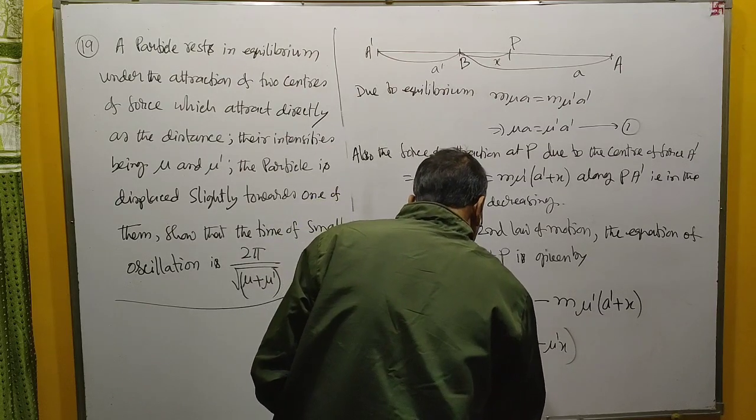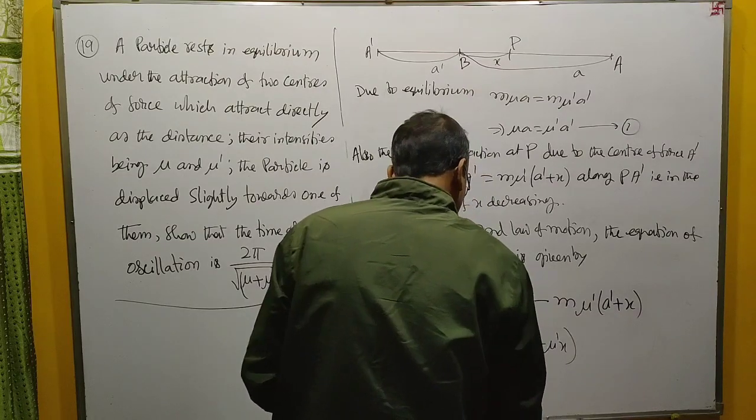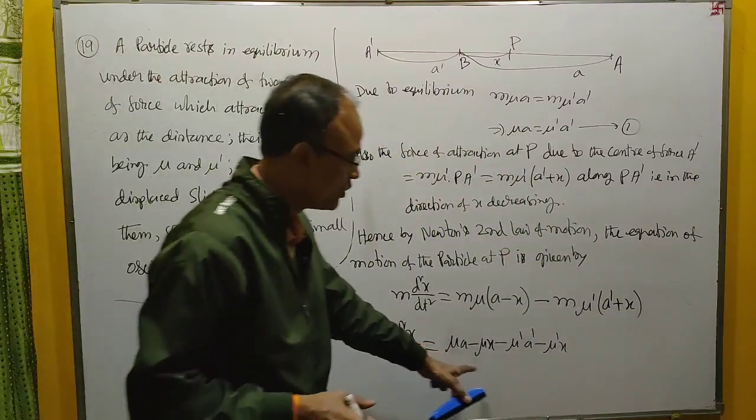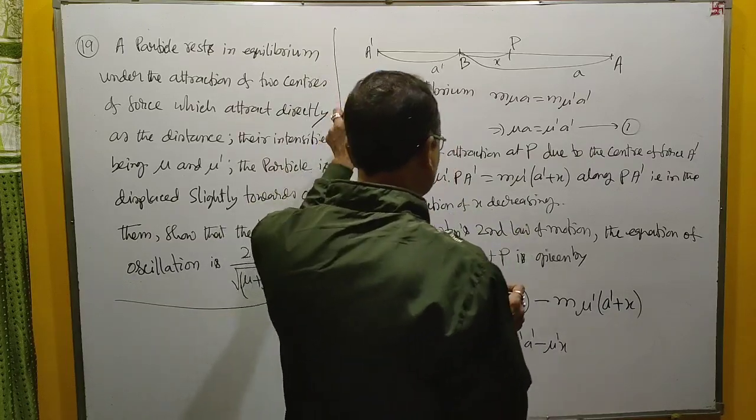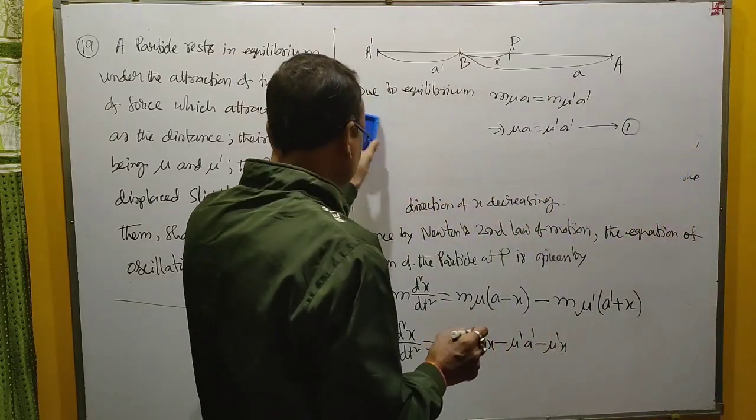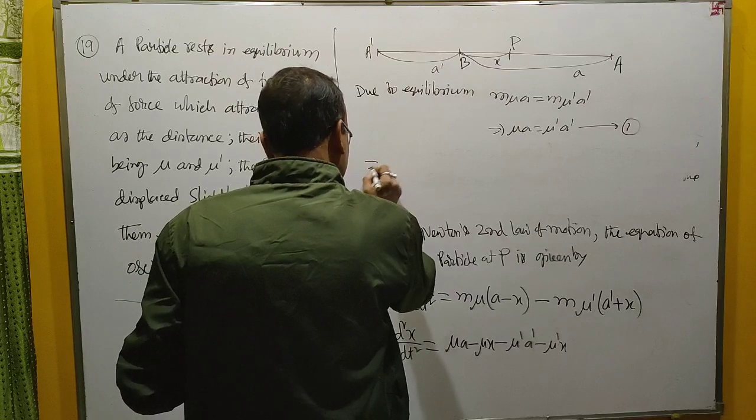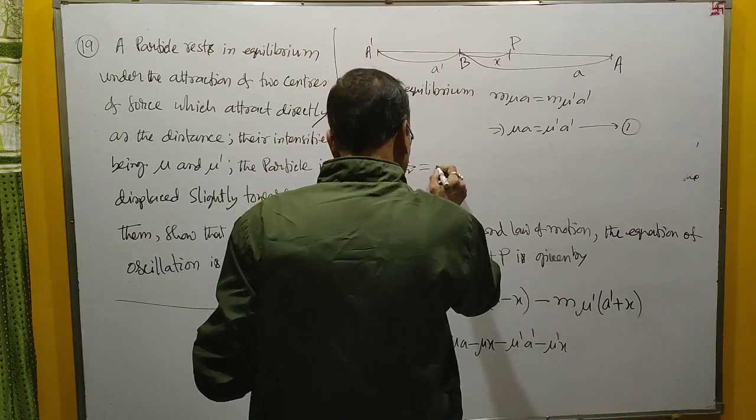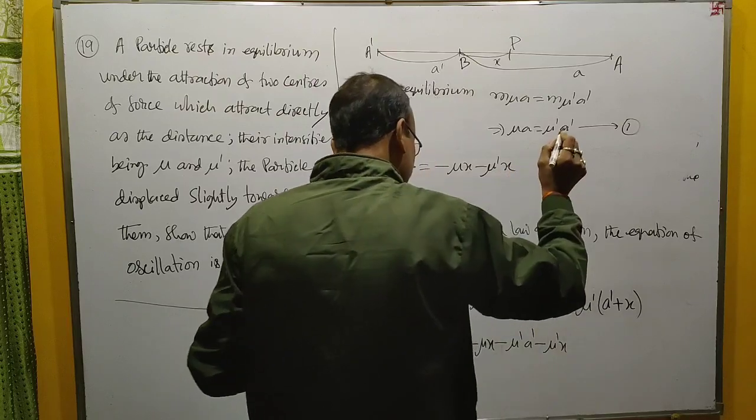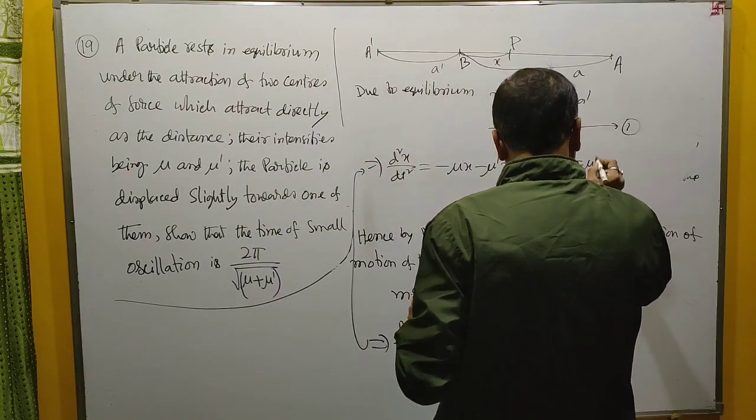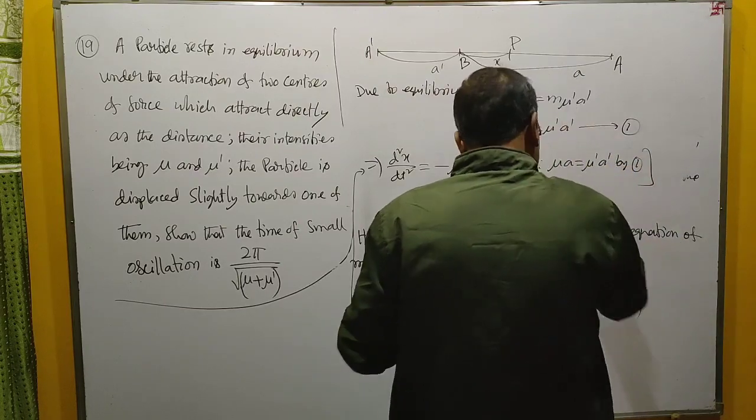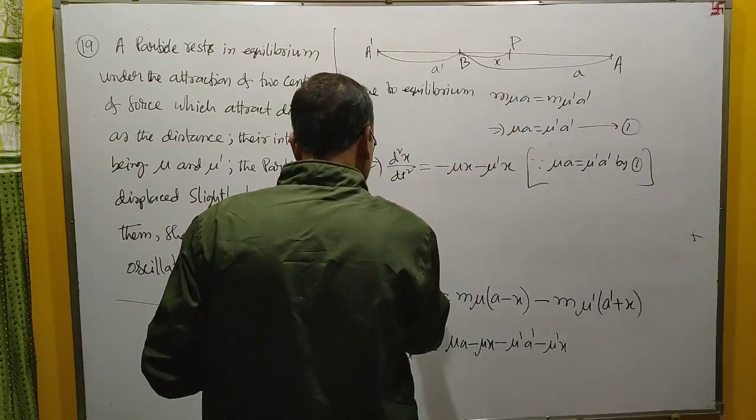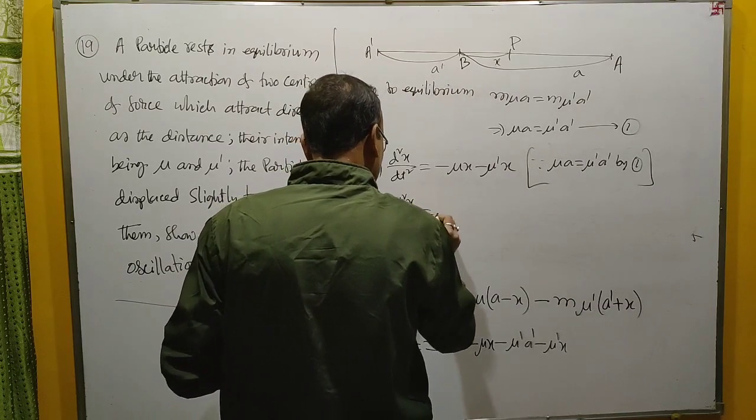Now mu A equal to mu dash A dash by 1. Therefore, from this you may write d2x by dt square equal to minus mu x minus mu dash x, since mu A equal to mu dash A dash.